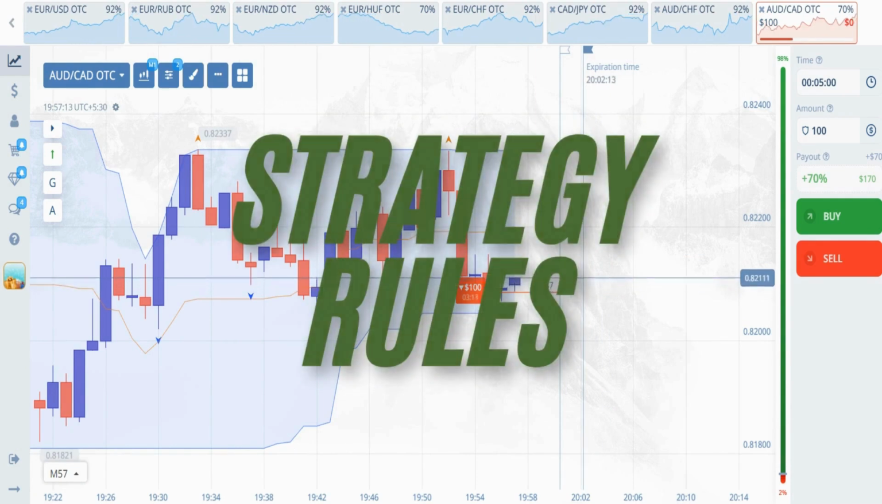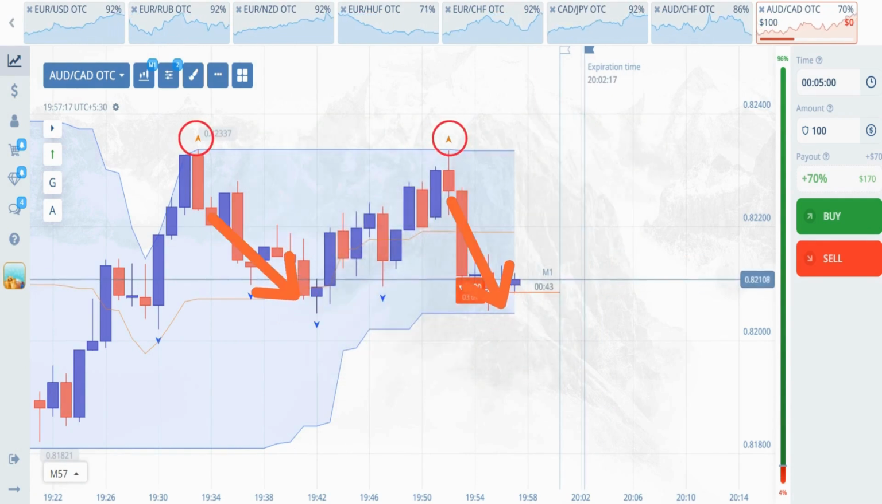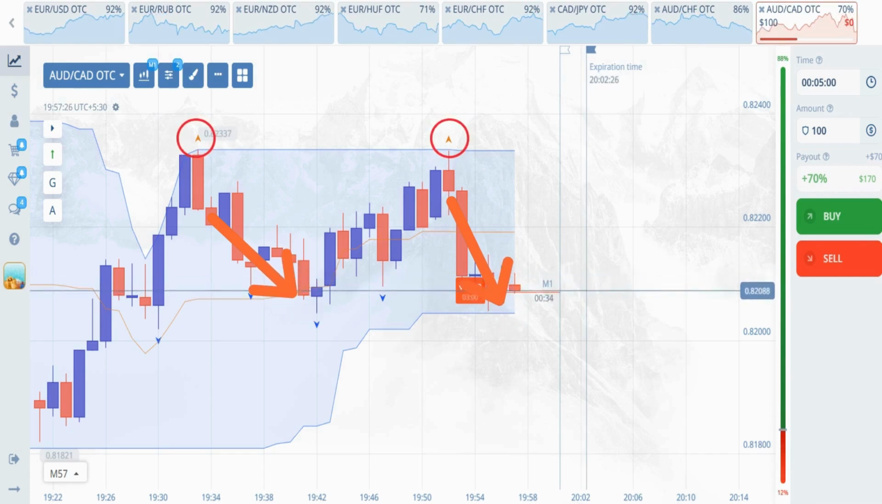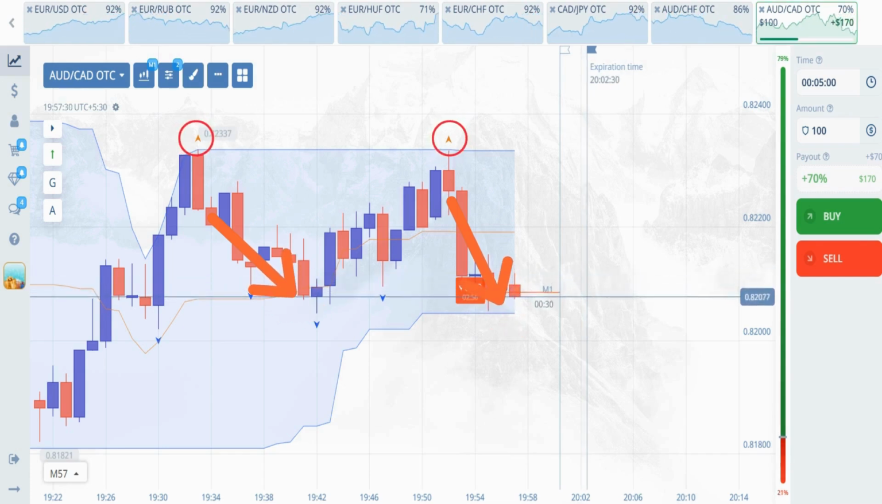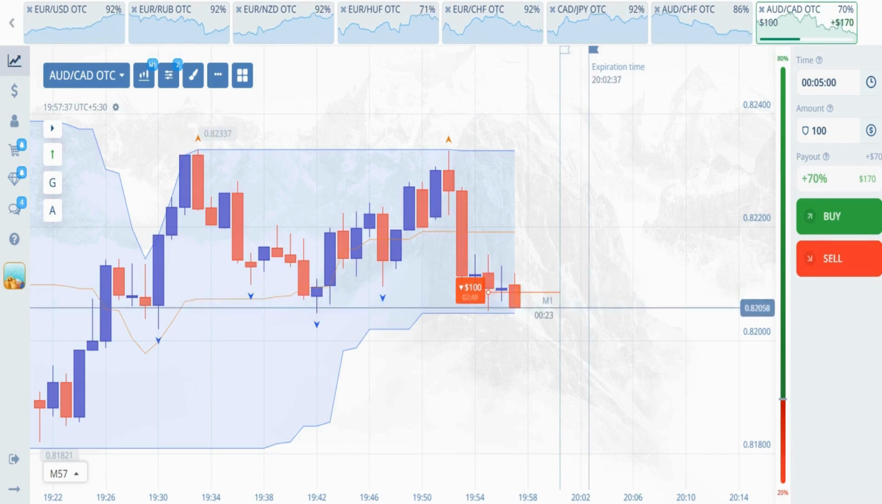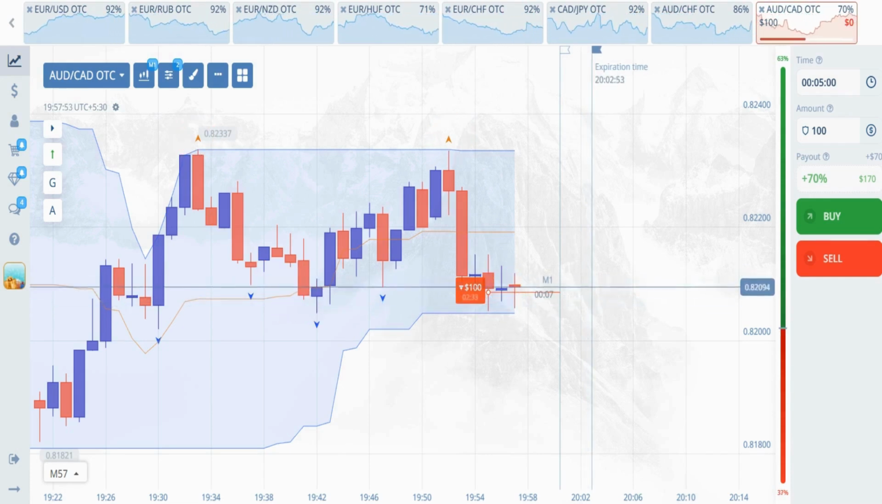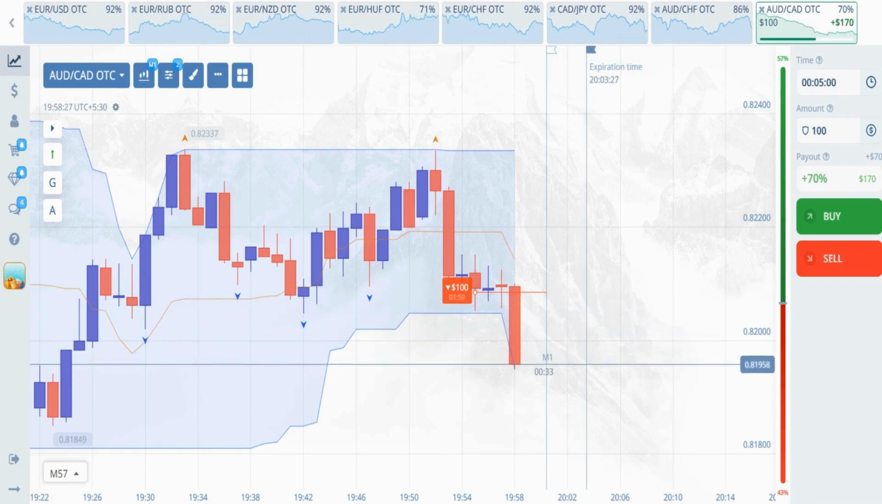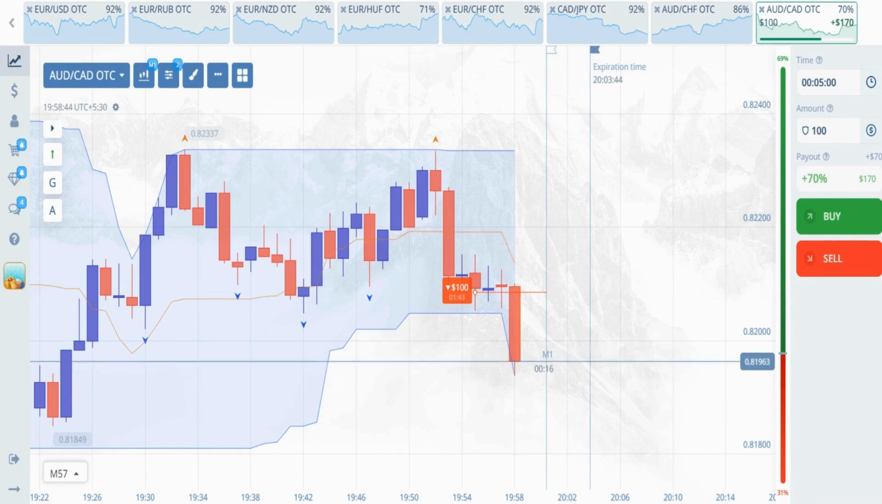The strategy rules: when the price touches the upper line of the Donchian channel and reverses, and you see a sell arrow from the Fractal Indicator, take a sell trade with a 5-minute expiry. When the price touches the lower line of the Donchian channel and reverses, and you see a buy arrow from the Fractal Indicator, take a buy trade with a 5-minute expiry.